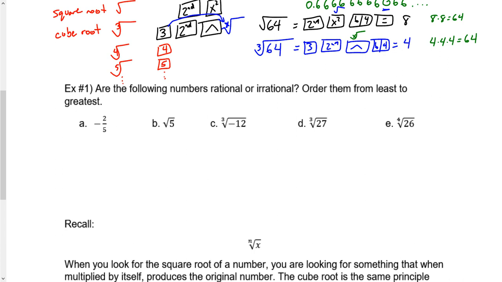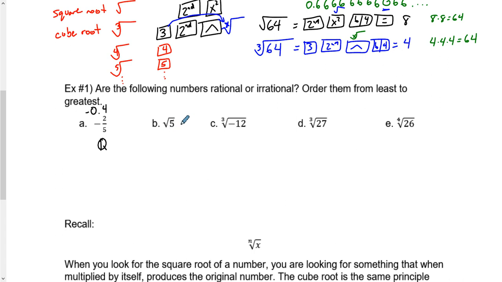So are the following numbers rational or irrational? Well, the basic way of doing it is either understanding what your rational number is, which means it's a fraction, or understanding what the decimals look like. So first off, we do have a fraction. So a fraction means it's rational. At the same time, if we were to type in -2/5, it would be -0.4.